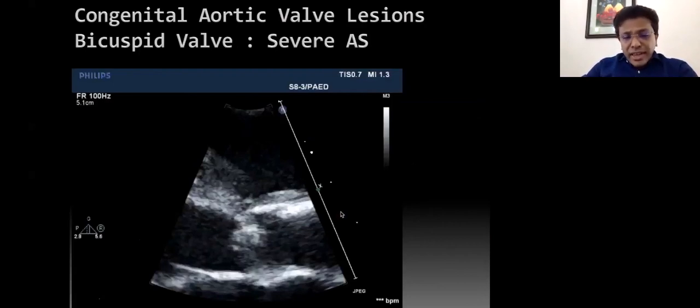You can see the interventricular septum is thickened. You can also see the post-stenotic dilatation of the ascending aorta.